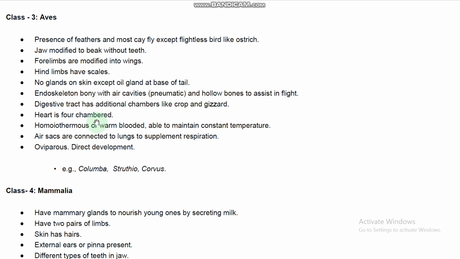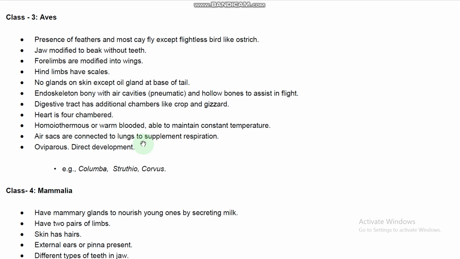Heart is 4-chambered, and they are homeotherms, warm-blooded. So Aves and mammals are warm-blooded only, or homeotherms. So able to maintain constant temperature. So what is the difference between cold-blooded and warm-blooded? In cold-blooded, constant temperature is not maintained. The organisms cannot maintain constant temperature. They alter their temperature according to the environment, that is cold-blooded. So maintenance of constant temperature, that is homeotherms or warm-blooded.